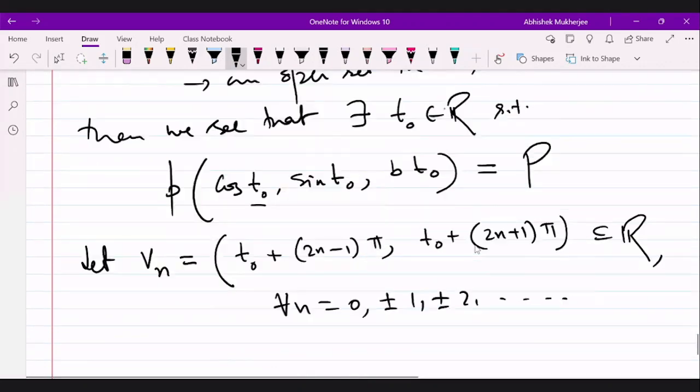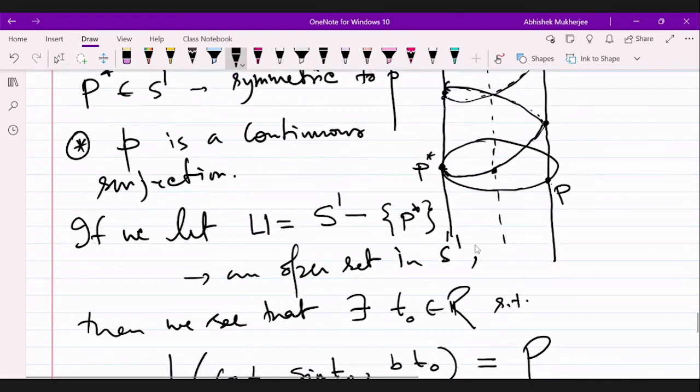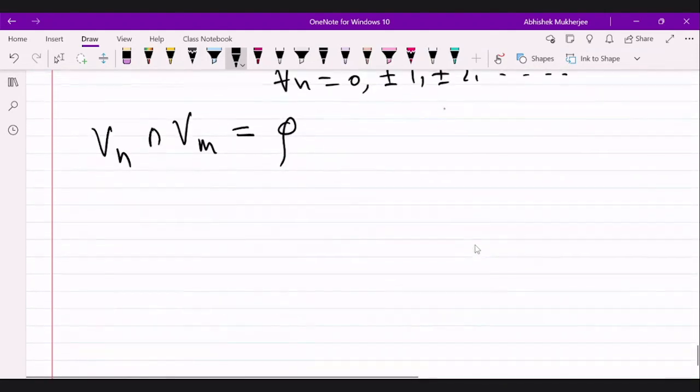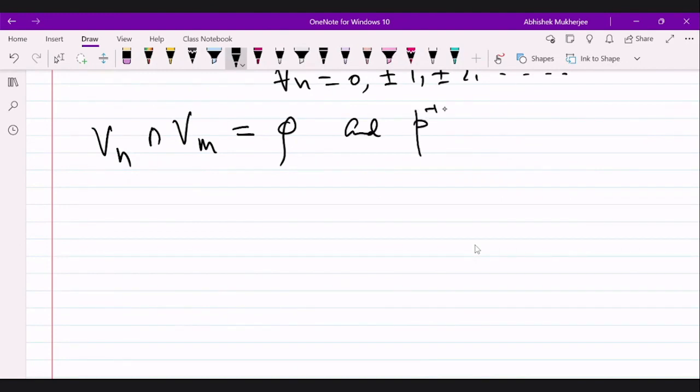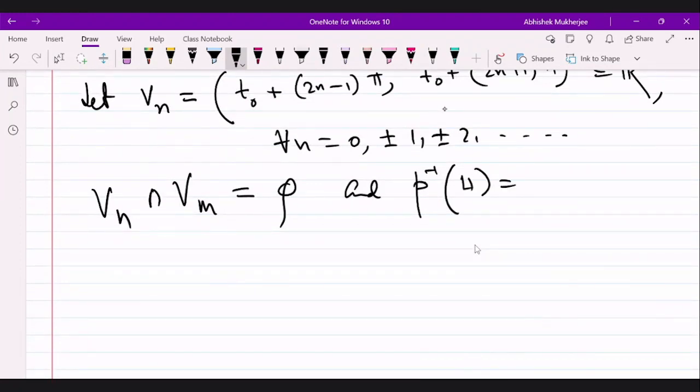Okay. And these Vn are pairwise disjoint, right? If you look at the picture, it is clear that this part is different from this part, so these are all pairwise disjoint. And p inverse of the open set U is the union of the Vn.